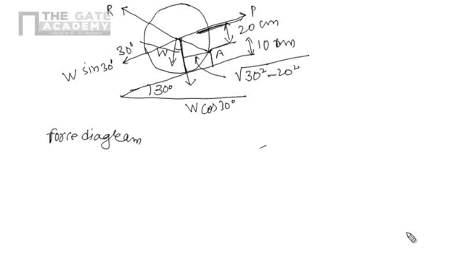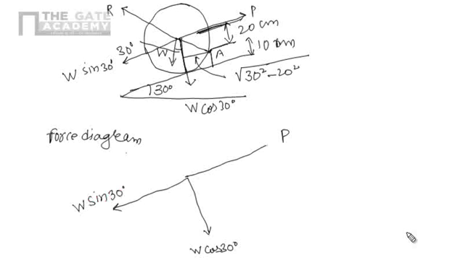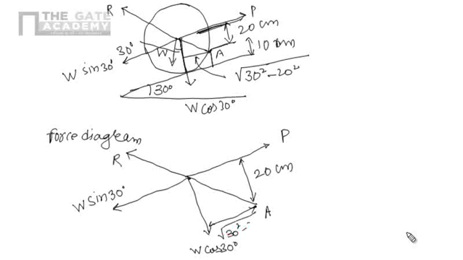So by force diagram, we are having one force P. Here we are having the force W cos 30, the force W sin 30, and one more force, called reaction R, at the point A. Now we are interested in the force P. The perpendicular distance between A and P is 20 centimeter, and this distance we can easily say is the square root of 30 square minus 20 square.